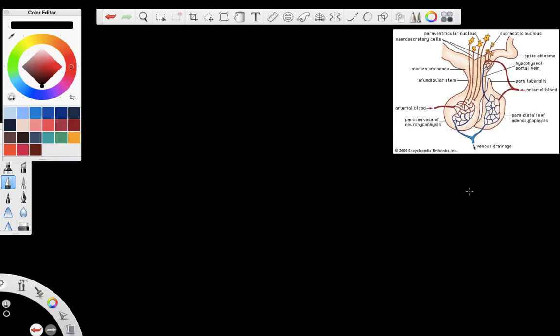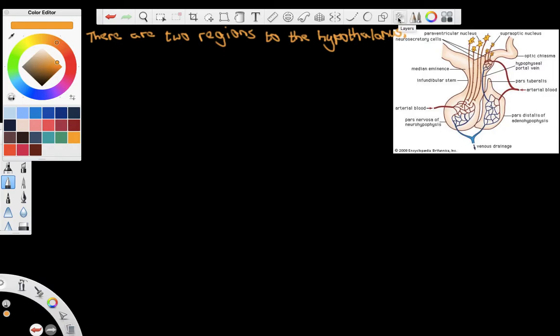Your hypothalamus is split into two regions. So we can put there are two regions to the hypothalamus. Okay, so there are two regions to the hypothalamus.